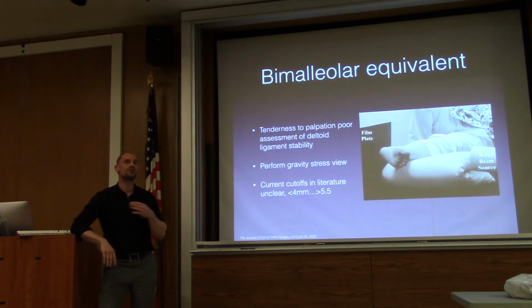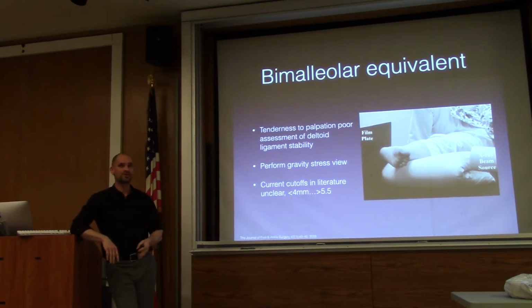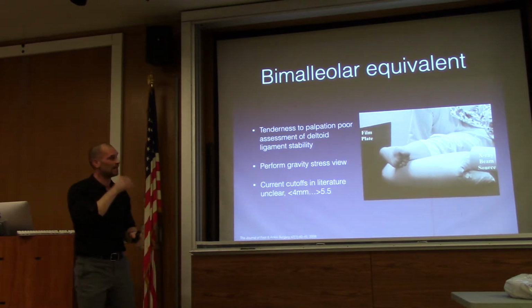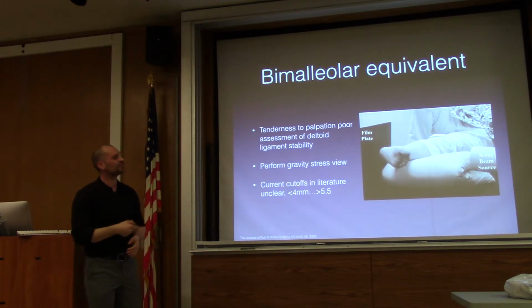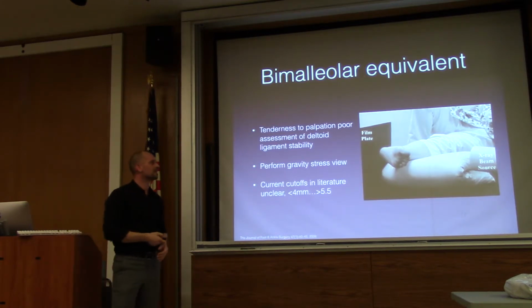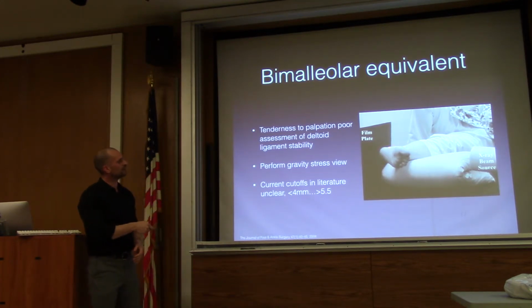Well, one of the things that you can do is a gravity stress view, okay? So basically, you can order this. Your x-ray techs know how to do this, okay? They've had it done multiple times. But essentially what you're doing is you're letting the foot rest. You're letting it hang off the table. You're letting gravity externally rotate it. And so now, if your deltoid ligament isn't intact, it's going to fall down. Okay?